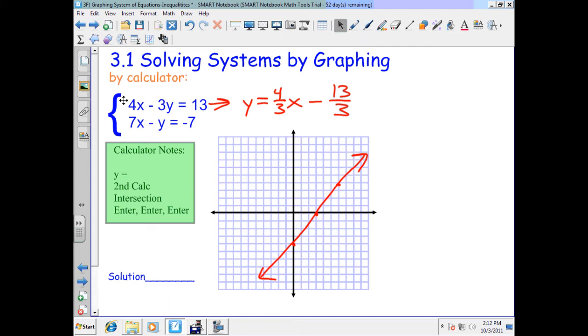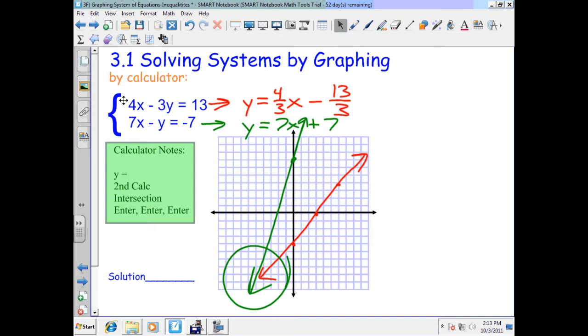If I do the same thing for the other equation, putting this into y equals mx plus b form, we have y is equal to 7x plus 7. Same thing, starting at positive 7, and we have a slope of 7 as well. Now notice my intersection is going to be somewhere way down here in the fourth quadrant. But already with the negative 13 over 3 kind of off the graph, I don't have a good accurate picture. So I want to use the calculator instead to do this.